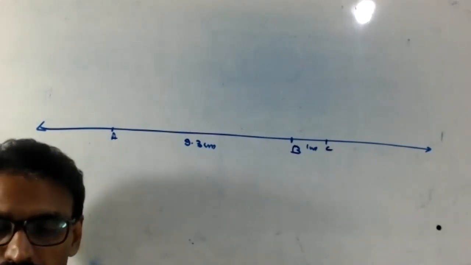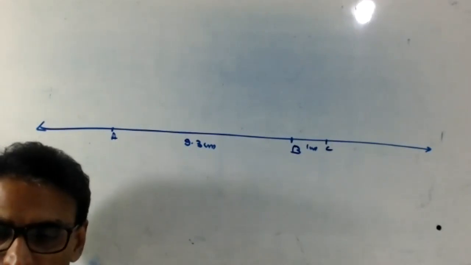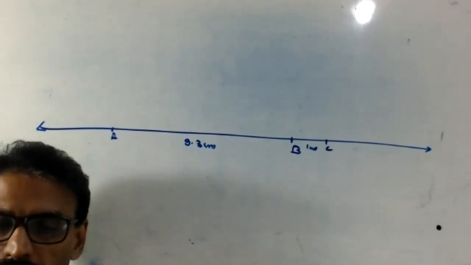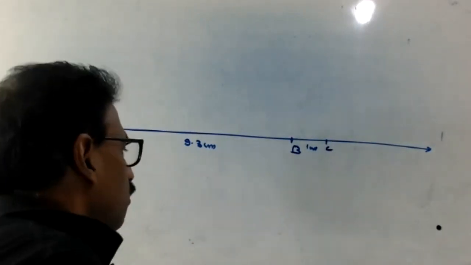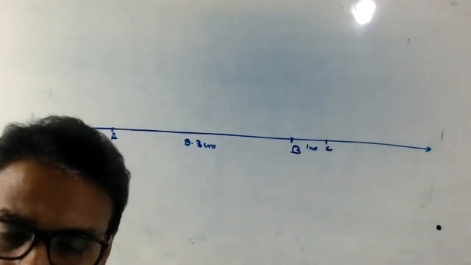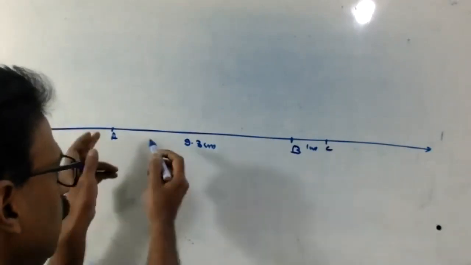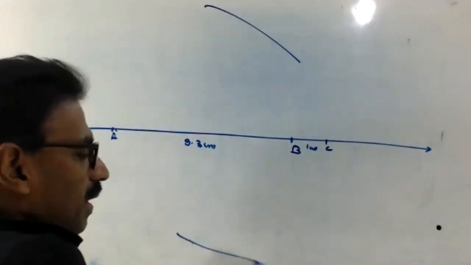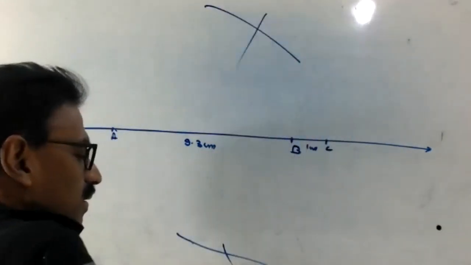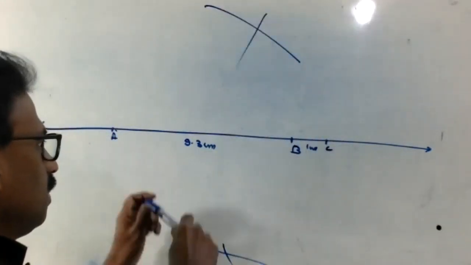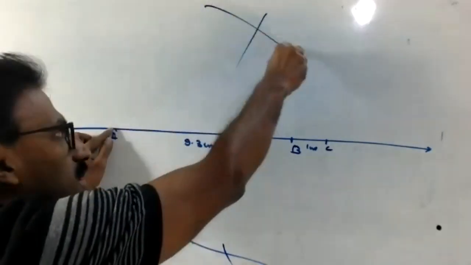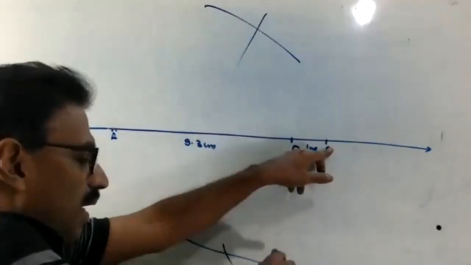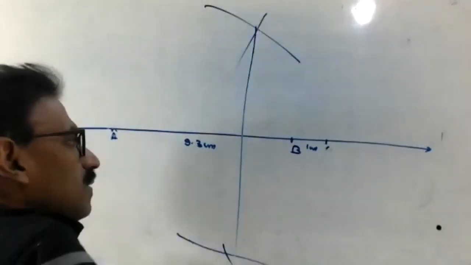Now, next step, careful. Listen here. What is that step? Draw the perpendicular bisector of AC. What will you do? Take the compass, take more than half here. Make a big arc here, from here arc, from here arc. That same arc down also. Then join these points.